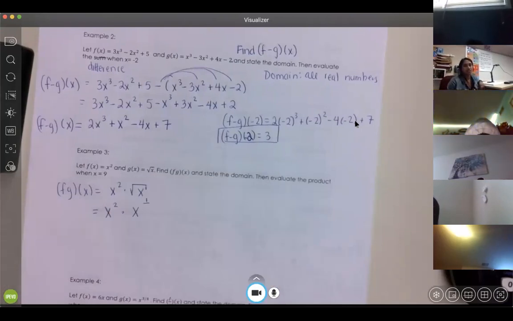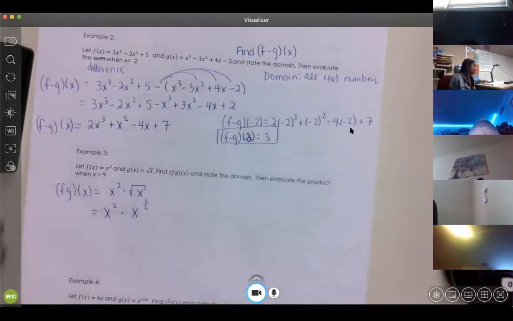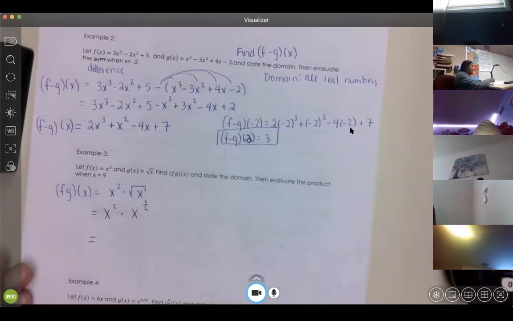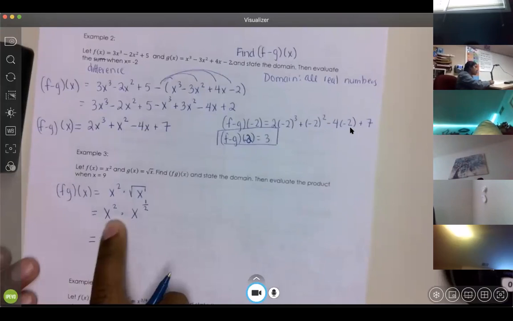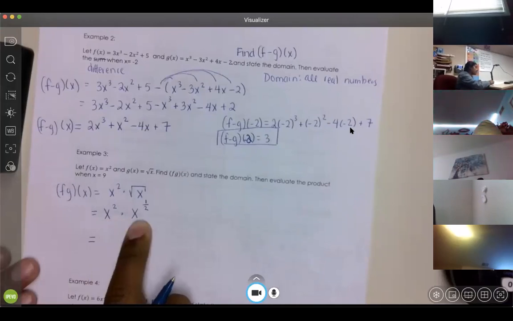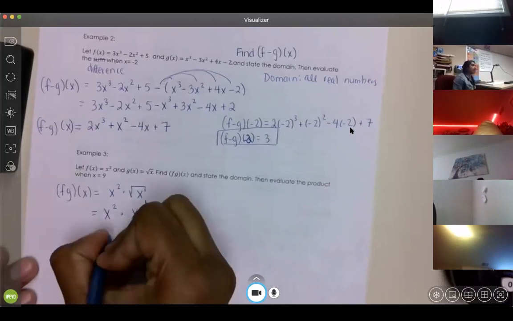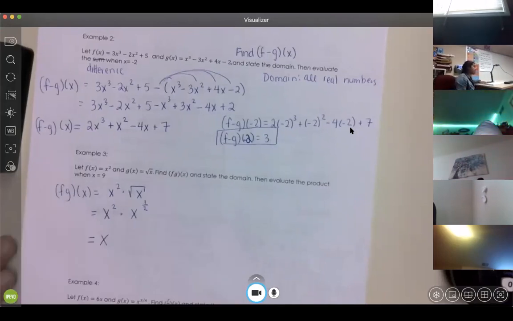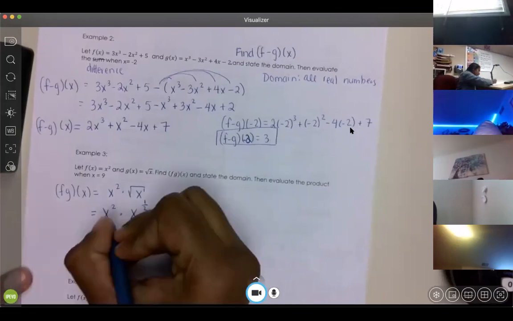What's the index of this radical? What do you think, Karen? 2. So 2 goes in the denominator. So it's x squared times x to the 1/2. All right. So now we have 2 terms multiplied together. We have the same base. When we multiply the same base together, we keep the base and we add the exponents.